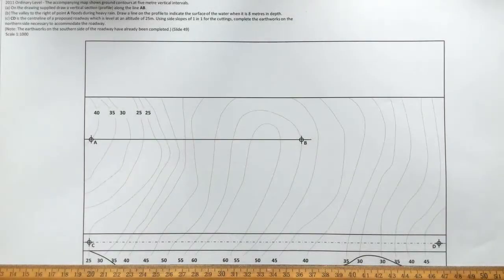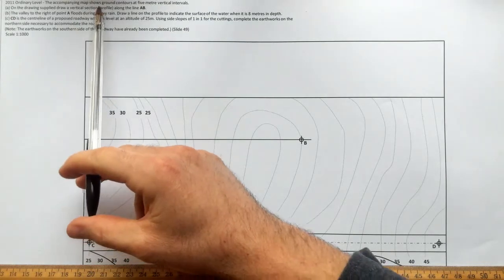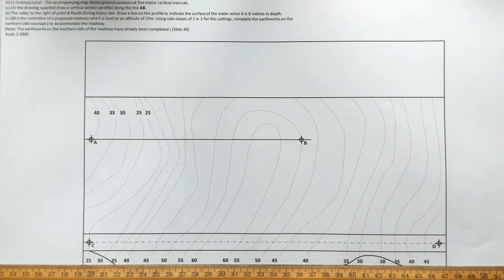Hi folks, the question we have in front of us today is from the 2011 DCG Leaving Cert paper, ordinary level, section C on road geometry, or geologic geometry, however you want to call it. It says the accompanying map shows ground contours at 5 meter vertical intervals, and the scale is 1:1000.